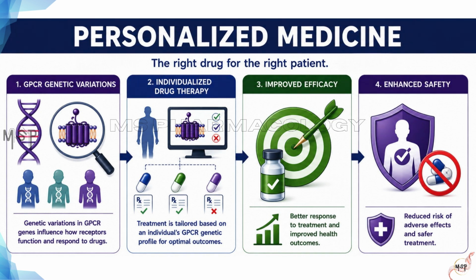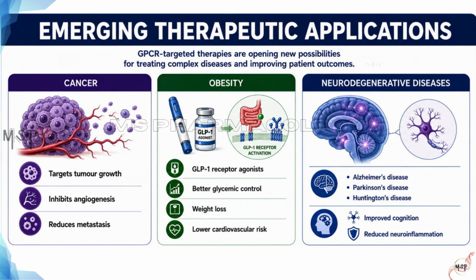GPCRs are also emerging as important therapeutic targets in several major diseases. In cancer, they regulate tumor growth, angiogenesis, and metastasis, making them promising targets for anti-cancer therapy. In obesity, GLP-1 receptor agonists have transformed treatment by improving glycemic control, promoting weight loss, and reducing cardiovascular risk. Similarly, GPCRs are being investigated as therapeutic targets for Alzheimer's, Parkinson's, and Huntington's diseases, with the goal of improving cognition and reducing neuroinflammation.